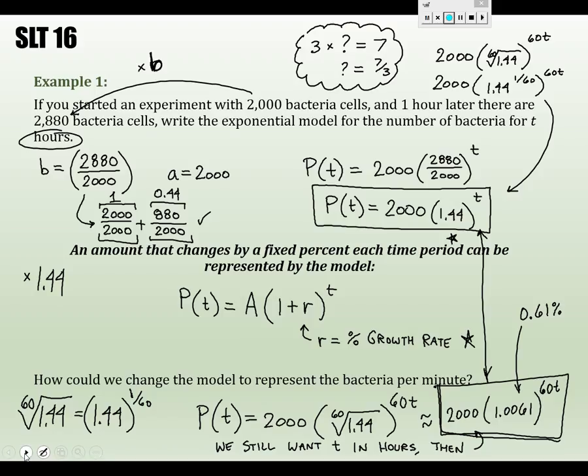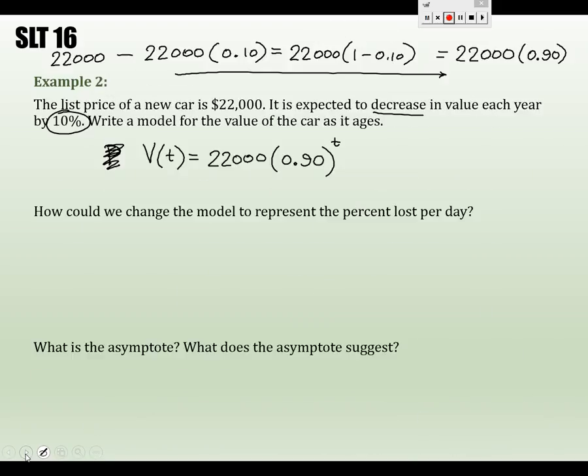Multiplying as t increases by 1 each time, multiplying by 0.9 makes the function decrease, doesn't it? Multiplying stuff by 0.9 makes stuff get smaller. So I think we're in a good way here as far as this model doing what we think it should do. How can we change the model to represent the percent loss per day?